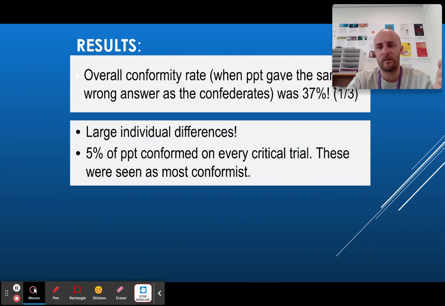So there were huge individual differences. Some people did not conform even once. They gave the right answer every single time, and they were looking around the table like, you lot are idiots, mate. You lot are idiots. You lot are plebs. How can you not see that? It's clearly B, for example. So some people never conformed.